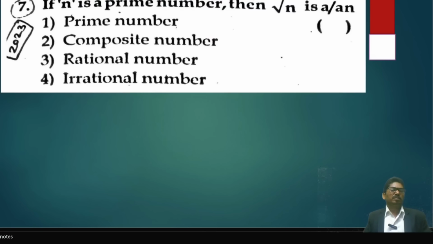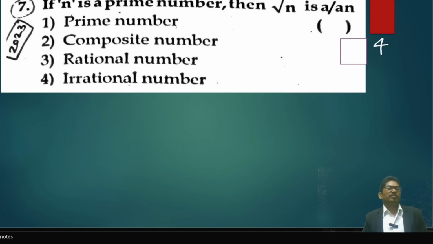Next question 7. If n is a prime number, then square root of n is an irrational number. Here we have a formula: if n is a prime number, the square root of a prime number won't give a rational number. So that's why square root of n is an irrational number. Option 4 is correct.